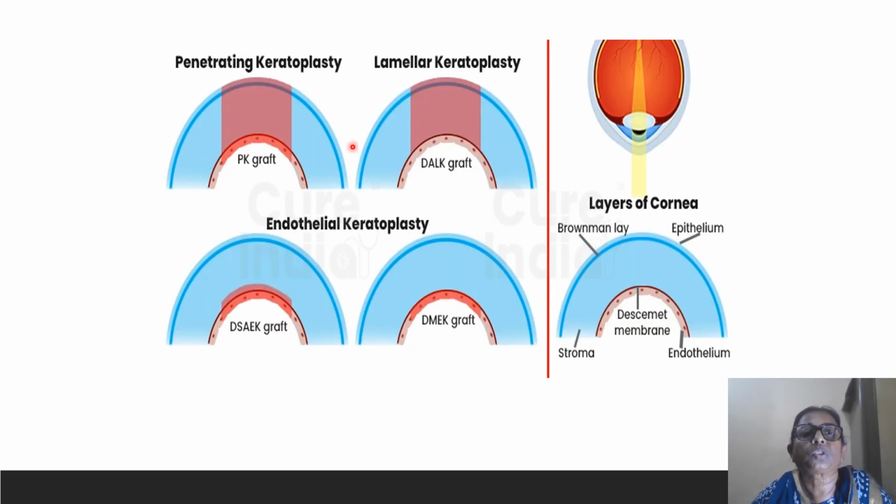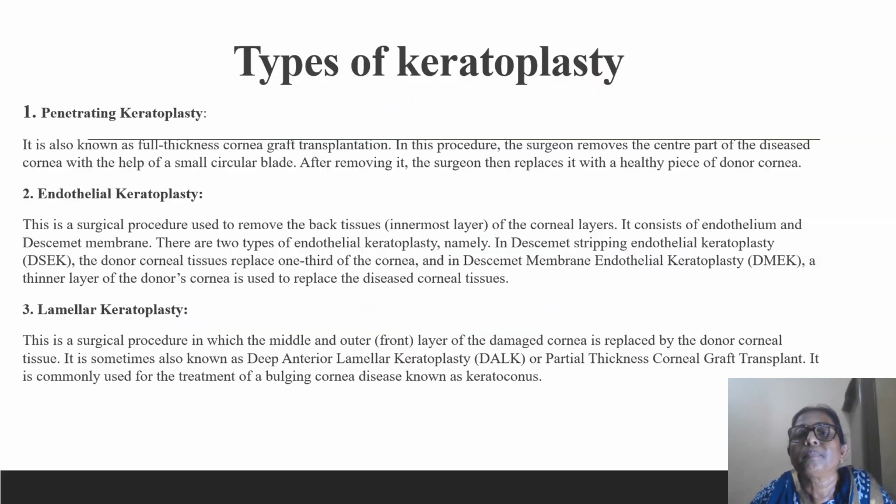So these are the pictures showing the different methods of keratoplasty: penetrating, lamellar, endothelial keratoplasty. Penetrating keratoplasty is a full thickness corneal transplantation. The surgeon removes the center part of the diseased cornea, and after removing it, it is replaced with a healthy piece of donor cornea. Endothelial keratoplasty is used to remove the back tissues, the innermost layer of the cornea, that is the endothelium and Descemet membrane.